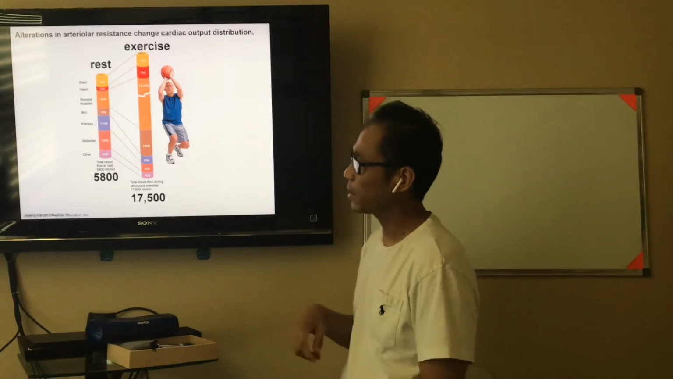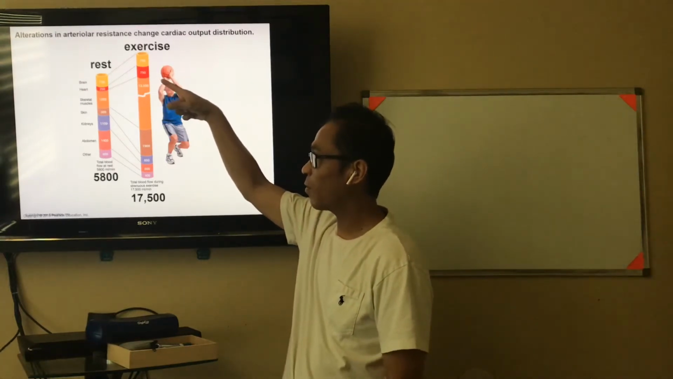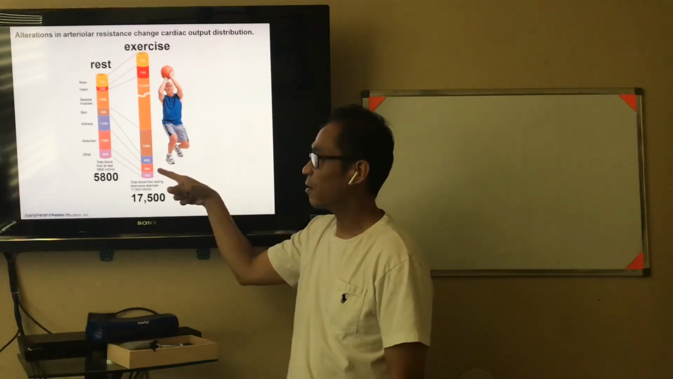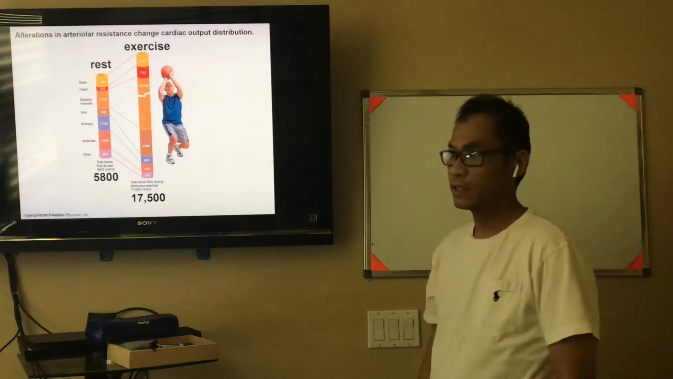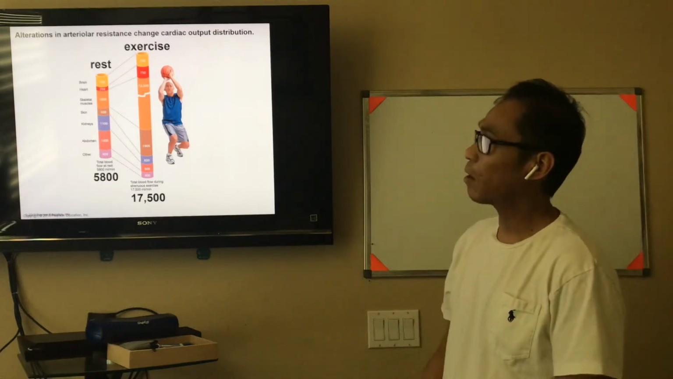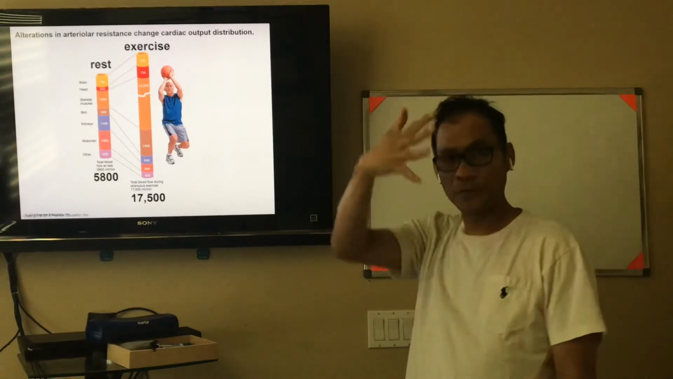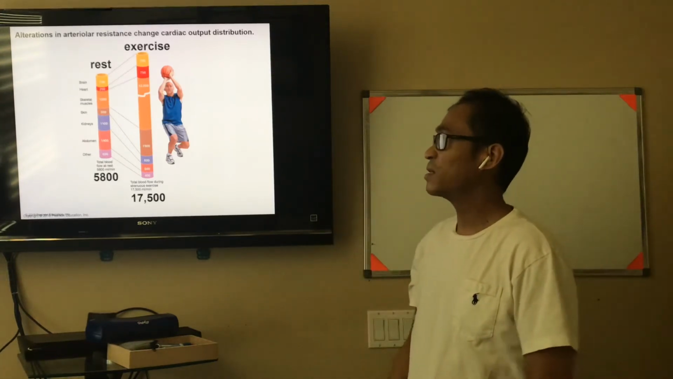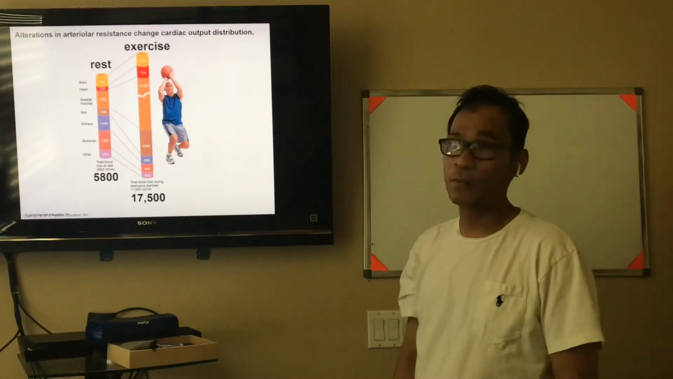And other things are maintained constant, like the brain. The heart increased threefold, and the abdomen, the gut, is decreased by more than half. These are good examples of alterations in arterial resistance that change the cardiac output distribution. These things work together to distribute the blood to where you need it to go.